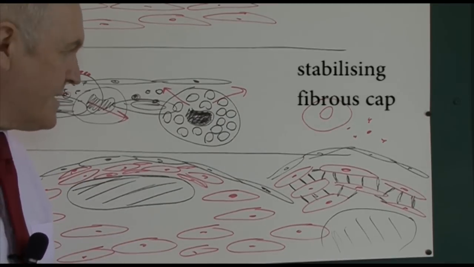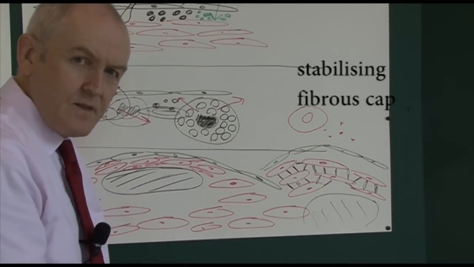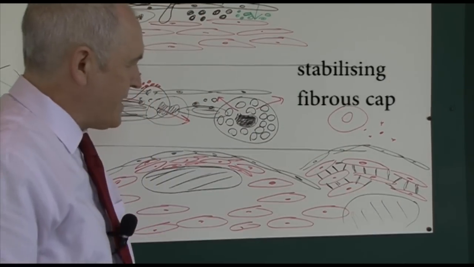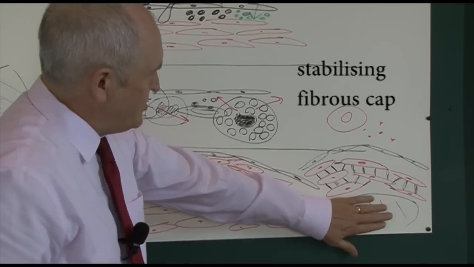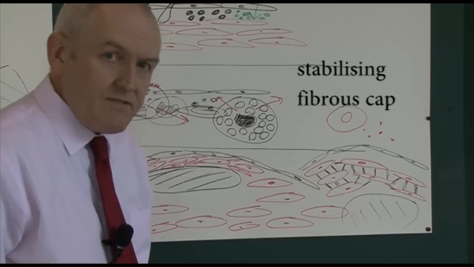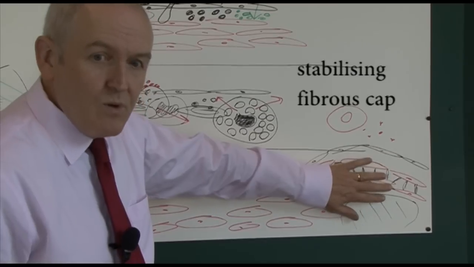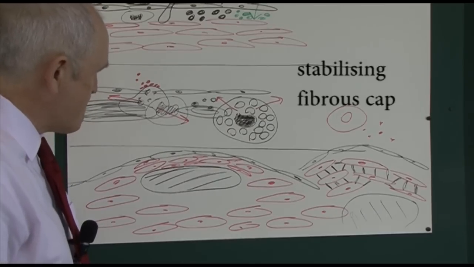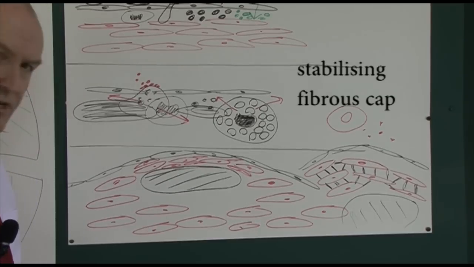So a stable plaque is typified by plenty of smooth muscle cells, good numbers of collagen cross-linking, stabilizing the roof of the plaque, and an intact vascular endothelium, meaning the thrombogenic core is completely isolated from the platelets and the clotting factors circulating in the blood. This gives rise to a stable plaque. This is a stable situation. But of course, it's still pathological. We still have atheroma.